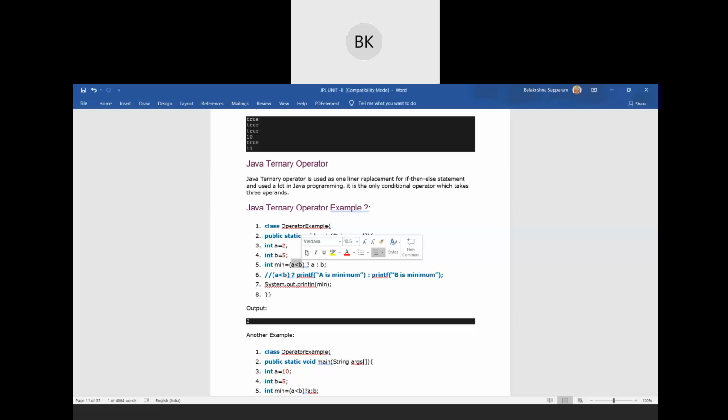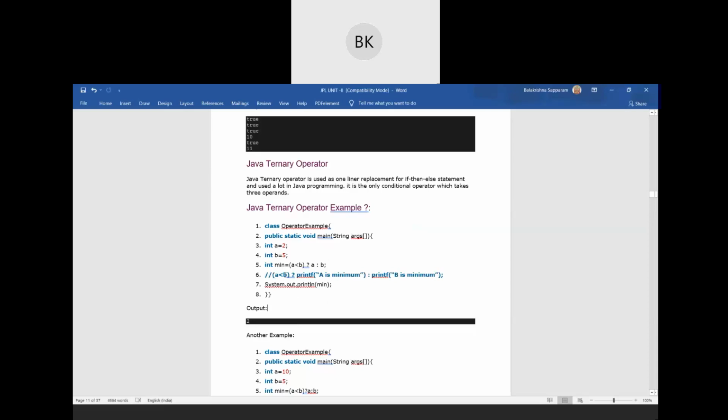Whenever this relation is true, the first statement after the question mark is executed. The first one is evaluated. If the condition is false, the second statement, the one written after the colon, will be executed. That is called the ternary operator. First, coming to here, how does it work in C language? C language also has the ternary operator.